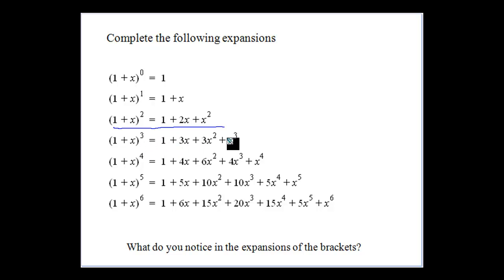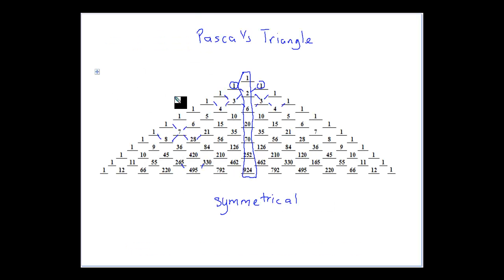So you can do that as an exercise: multiply 1 plus x times that, expand the values out, and then 1 plus x times this expression will expand out to that one. 1 plus x to the power of 5 will be this expression times 1 plus x. Now, hopefully you're looking at those and asking, what do you notice about the brackets? Well, the terms you're getting there will match up to terms in Pascal's triangle.